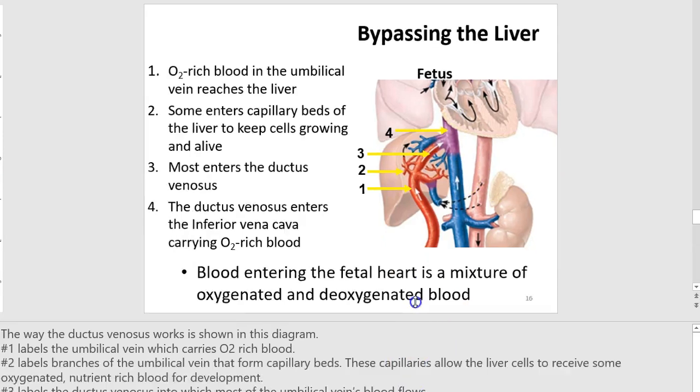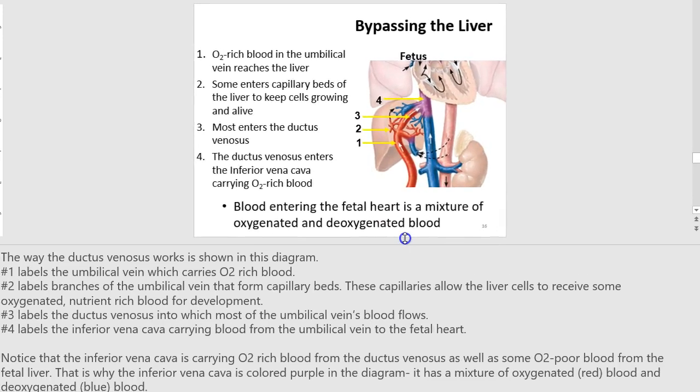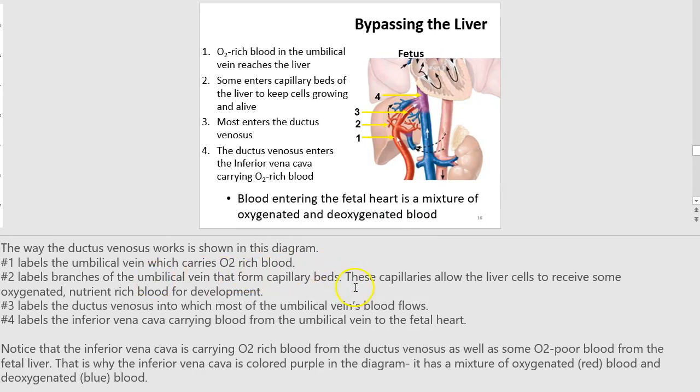So I'll just show you my notes for the ductus venosus. The ductus venosus allows the bypass of blood to hepatic capillaries. The umbilical vein, number 1, carries O2-rich blood. Some of that blood enters number 2, capillary beds in the liver. Most of the blood enters number 3, the ductus venosus. And that leads into number 4, the inferior vena cava.